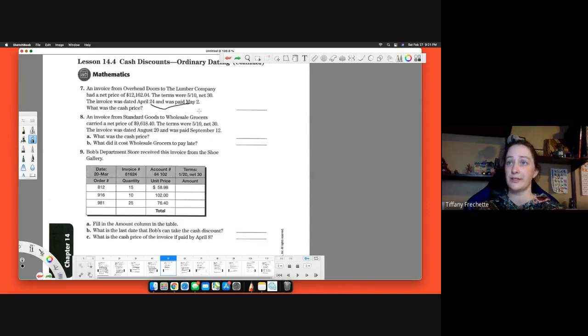You can also just literally count it and say there's 6 days here, there's 2 days here. So this is 8 days. All right, 8 days is less than 10. I can take my discount. So a couple of different ways you can look at that. You can actually look at the date of when it needs to be paid by to get the discount, or literally count the number of days and just make sure it's before the 10.